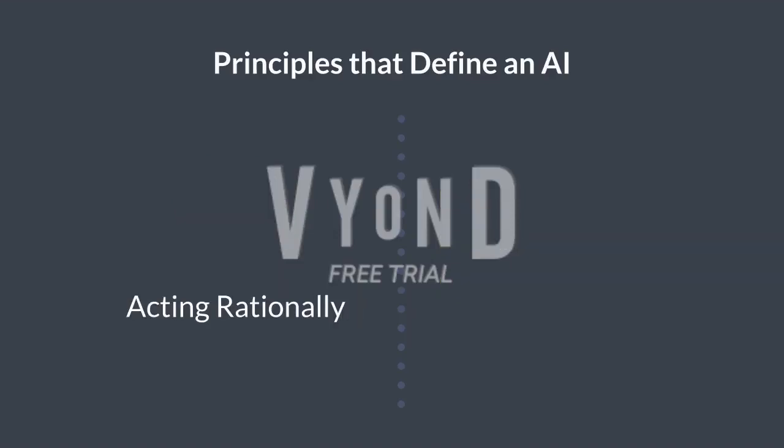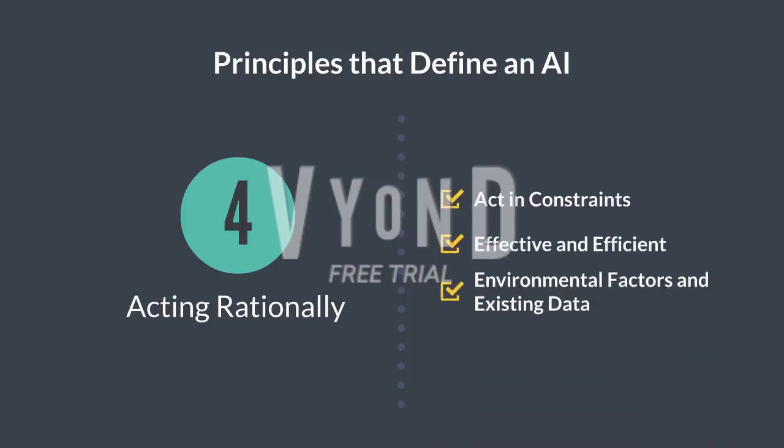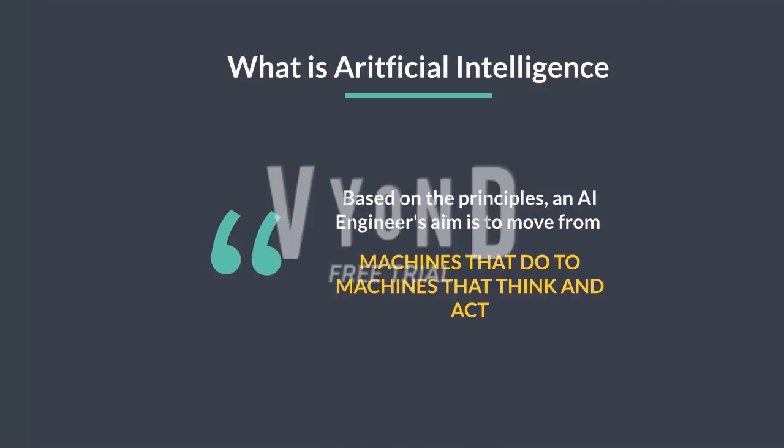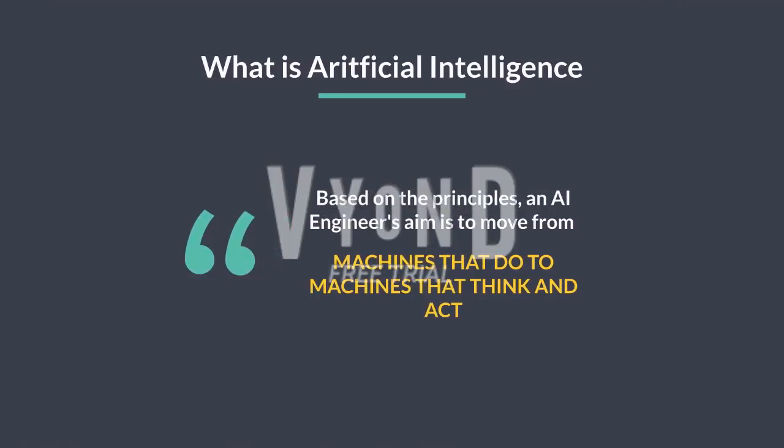Solving of a problem in principle is often different from solving it in practice, but you still need a starting point. 4. Acting rationally. Studying how humans act in given situations under specific constraints enables you to determine which techniques are both efficient and effective. A computer that acts rationally relies on the recorded actions to interact with an environment based on conditions, environmental factors, and existing data. Based on the above four principles, an AI engineer's aim is to move from machines that do to machines that think and act. Do you want to make one?